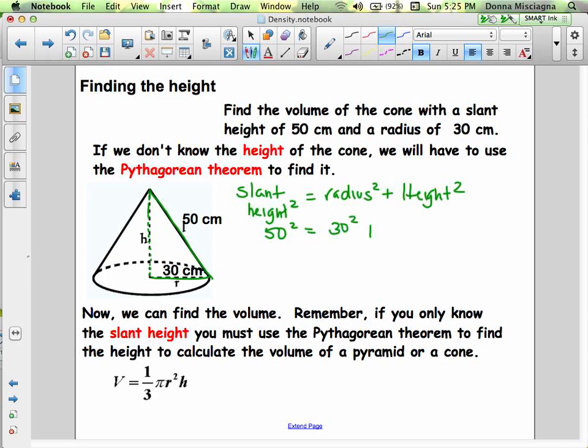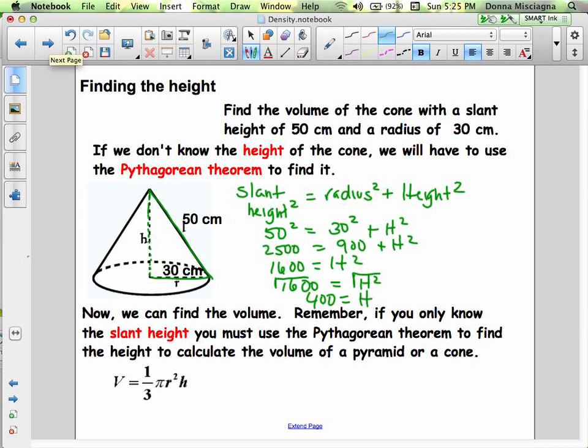All right, so the slant height is 50, so 50 squared equals 30 squared plus h squared. 50 squared is 2,500. 30 squared is 900. If we subtract 900 from both sides, that would give us 1,600. And then if we take the positive square root only, because measurement has to be positive, we get 40 is the height of the cone. All right, so now we can find the volume. So remember, if you only know the slant height, you must use the Pythagorean theorem to find the height to calculate the volume of a pyramid or cone, because volume is the inside measure and slant is on the outside.